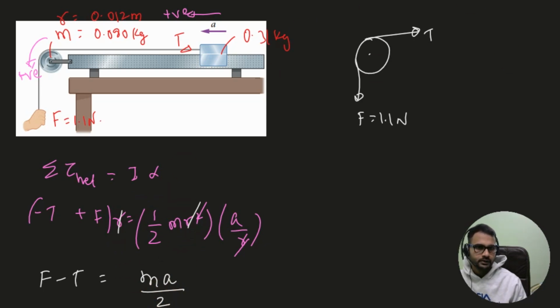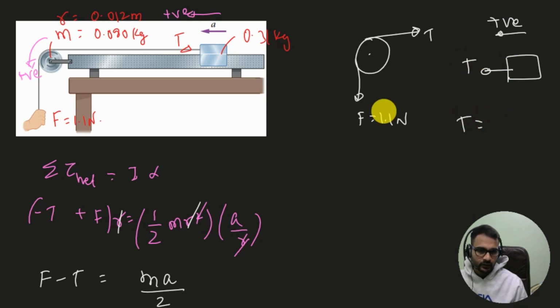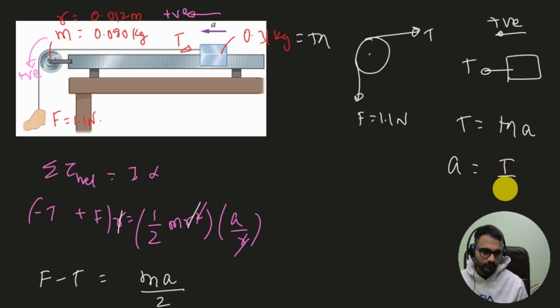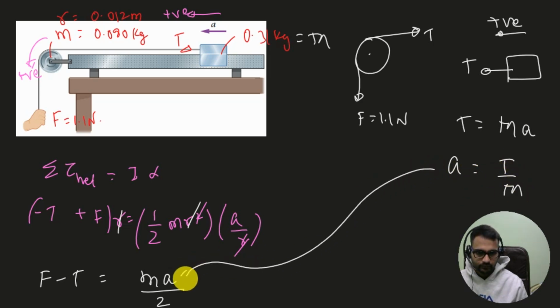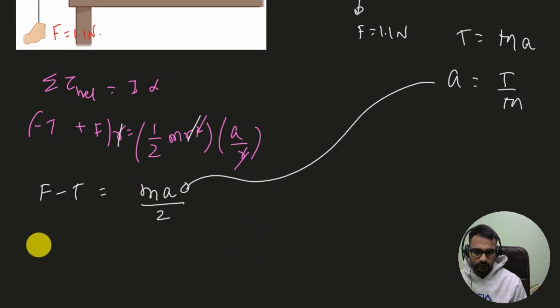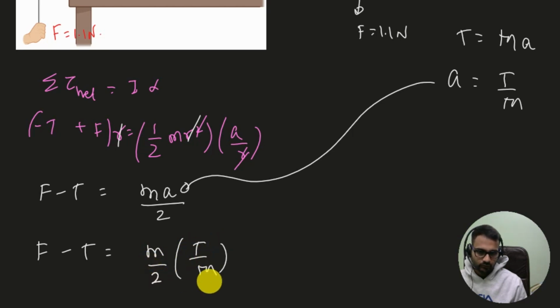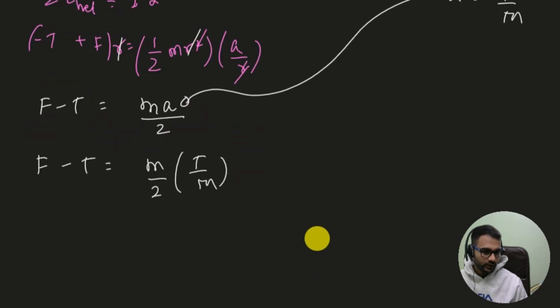Okay, now if you consider this cart, and this is the positive direction we have taken, and here we have only this tension force T. So this T would be equal to the mass, let this be capital M, times acceleration, by using Newton's second law of motion. So from here acceleration A would be T over M, so I can replace it here. So F minus T is equal to M times A, we have T over capital M, and this is divided by 2. Now can you solve it for T from here?